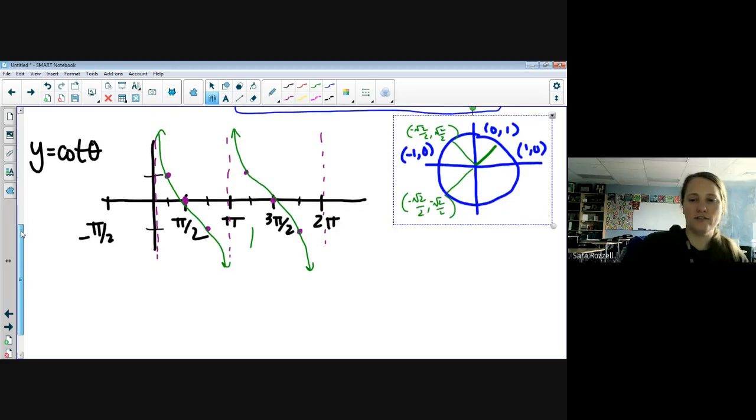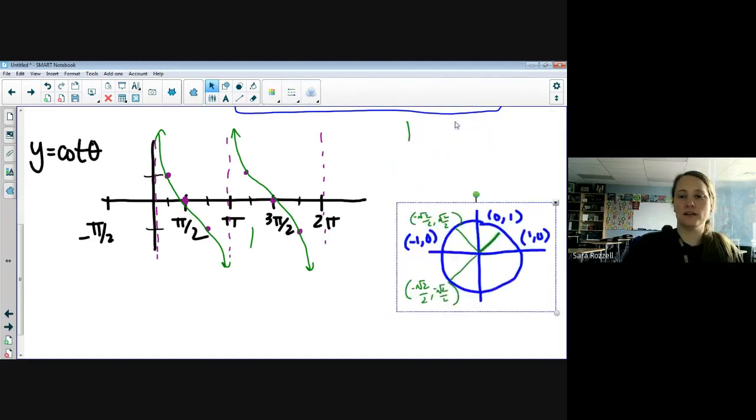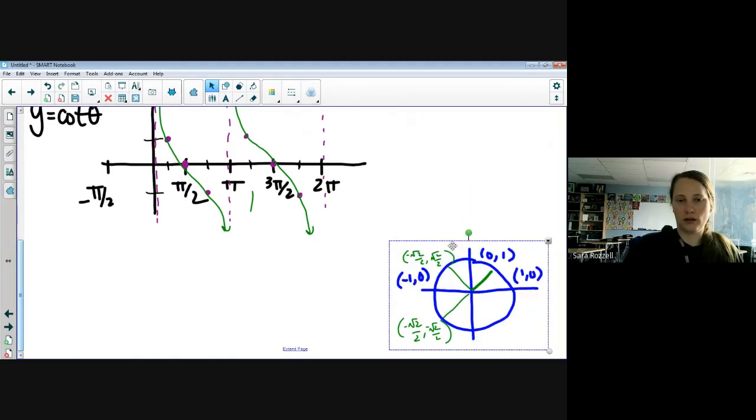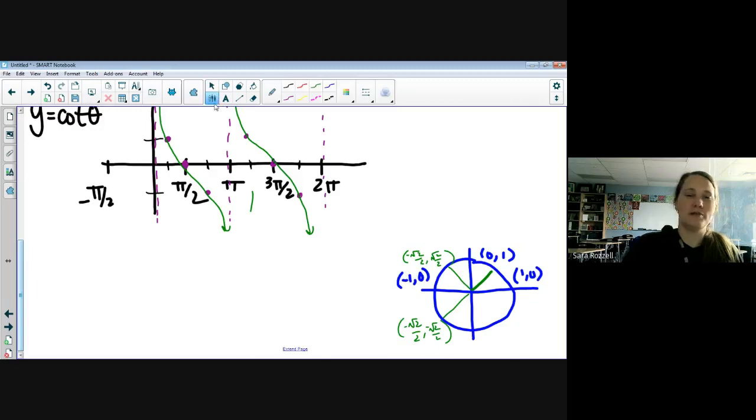All right, are we ready for secant and cosecant? Here we go. Even if I'm not ready, she's going to do it anyway, so I might as well just nod my head. And with that, you would be correct.